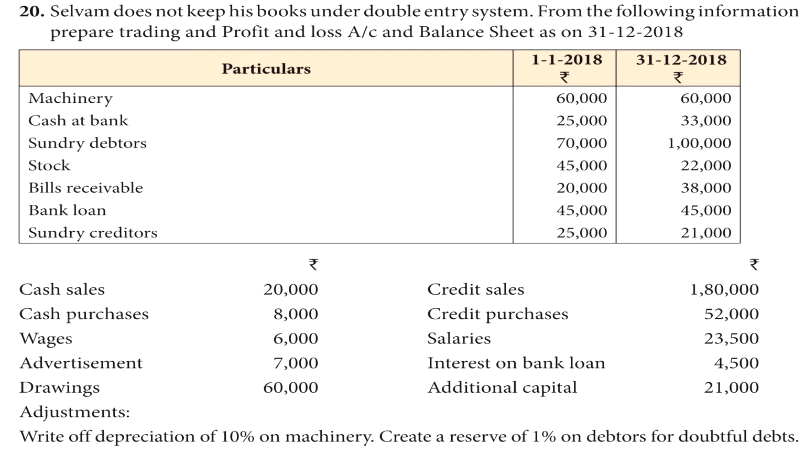Certain assets are given: machinery, cash at bank, sundry debtors, stock, bills receivable, all these are assets. Bank loan and sundry creditors, these two are liabilities. Then other information is given: cash sales, cash purchases, wages, advertisement, drawings, credit sales, credit purchases, salaries, interest on bank loan, additional capital. Also some adjustments are given at the last. Write off depreciation at 10% on machinery. Create a reserve of 1% on debtors for doubtful debts.